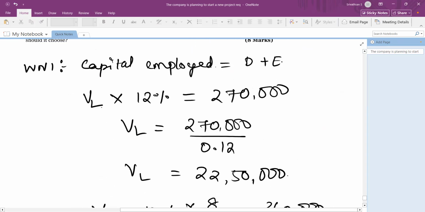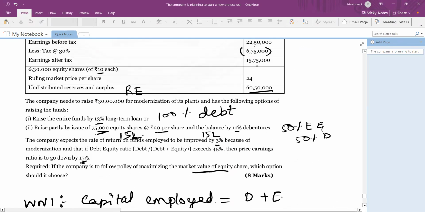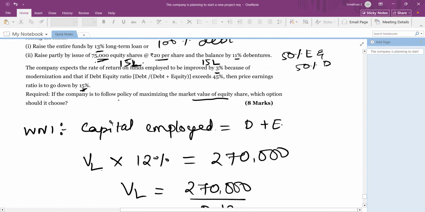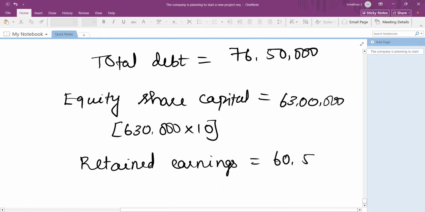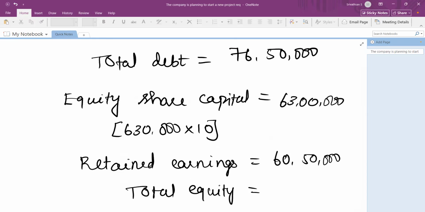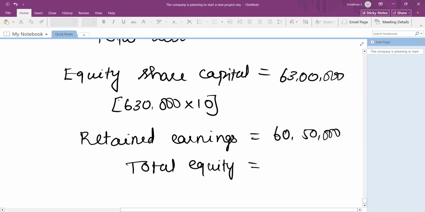And we also have retained earnings of 60 lakh 50,000. So retained earnings is also a part of equity, right? So we have to add that as well. So retained earnings is equal to 60 lakh 50,000. So here the total equity of the company is equal to 63 lakh plus 60 lakh 50,000. We get 1 crore 23 lakh 50,000.